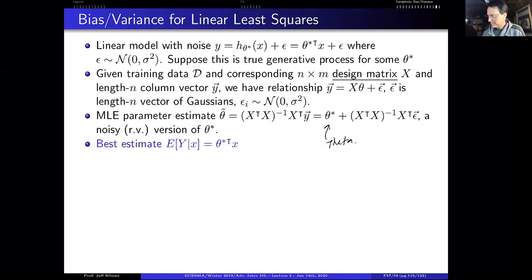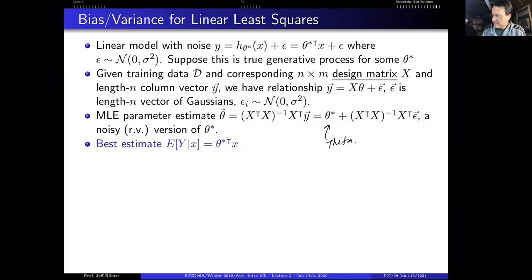Anyway, so this is theta, right? So we're saying theta tilde is equal to the Moore-Penrose inverse, which is equal to the true theta star, times the inverse applied to this noisy vector, sigma vector. And the best estimate is theta star transpose times X.